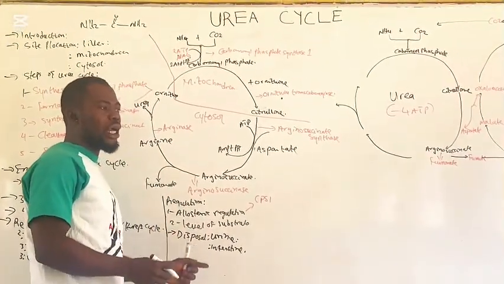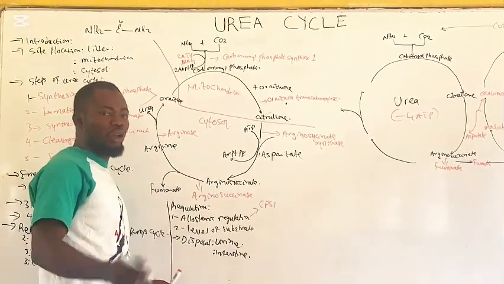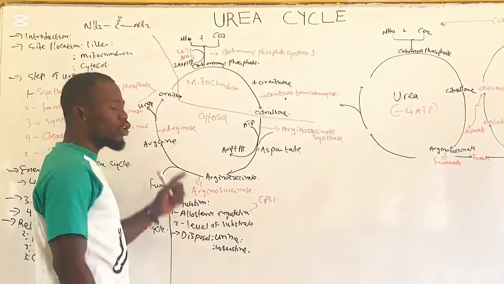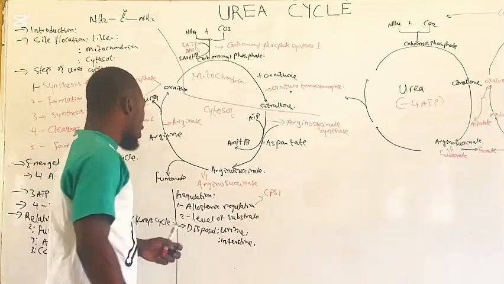In the intestine, they will be acted upon by an enzyme called urease, and it will break down urea into carbon dioxide and ammonia.